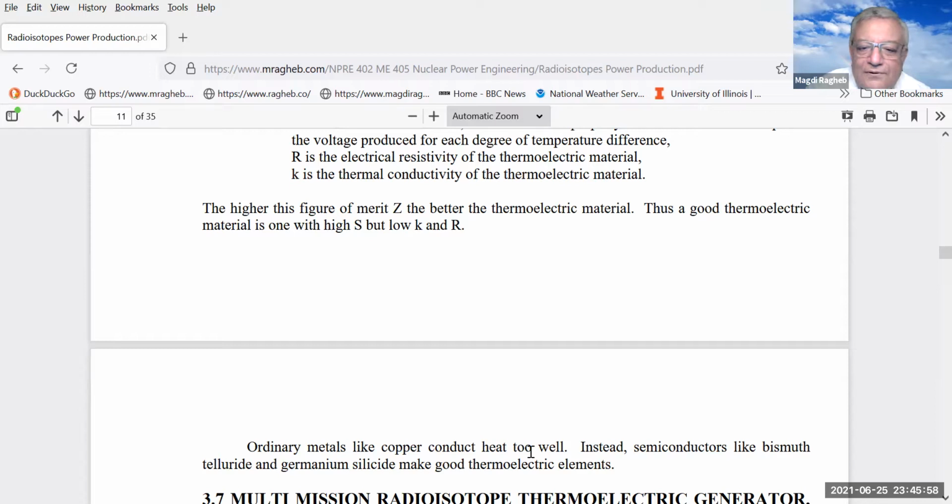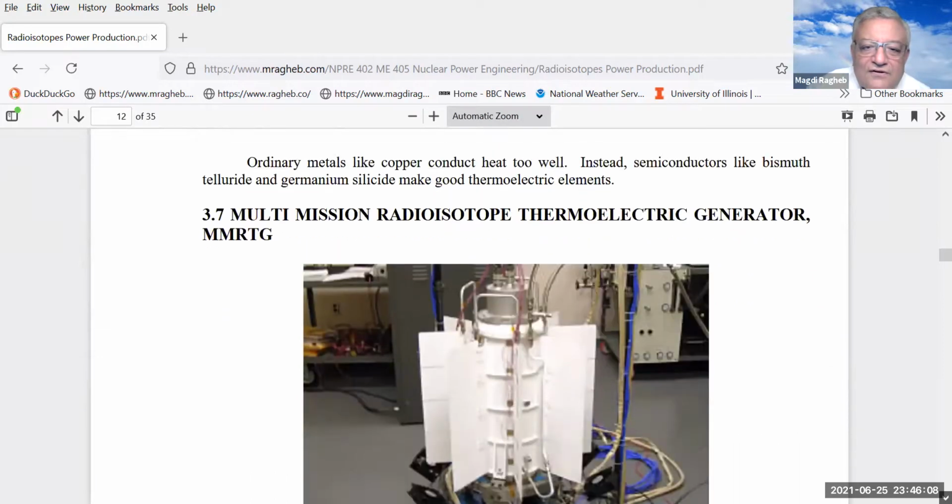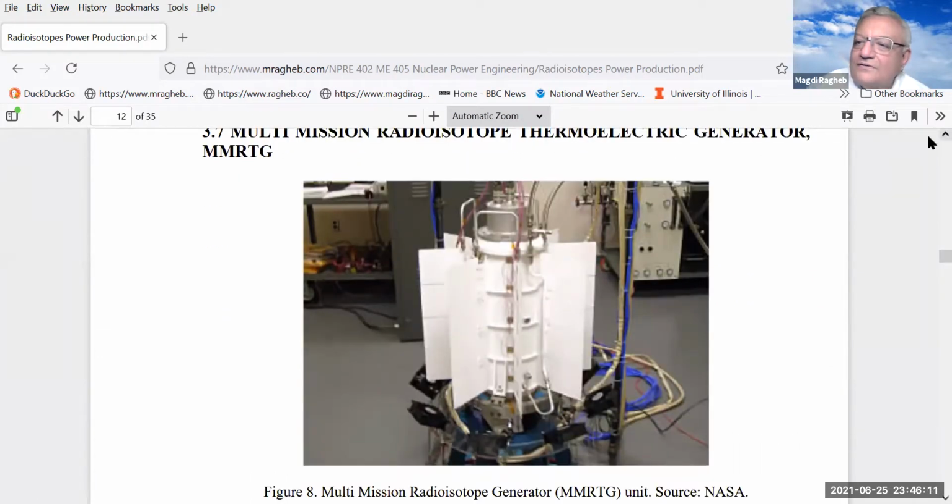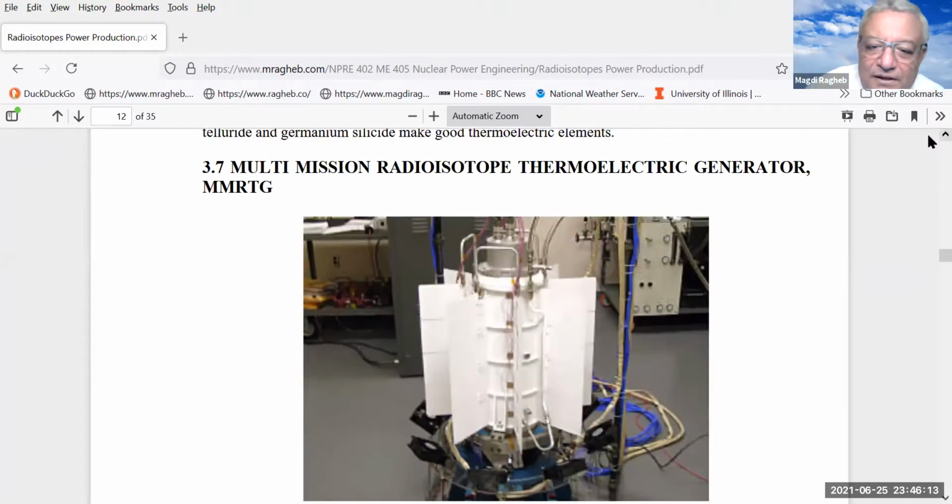Ordinary metals like copper conduct heat too well. Instead, semiconductors like bismuth telluride and germanium silicide make very good thermoelectric elements. And as I suggested, that is not pie in the sky. This is actually an engineering application.